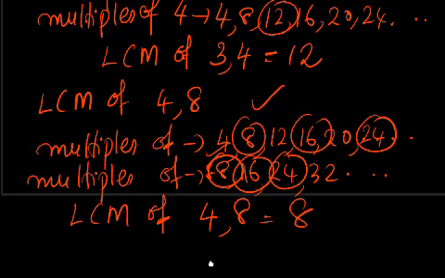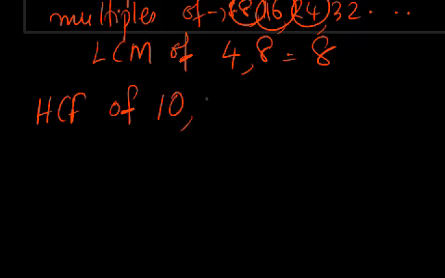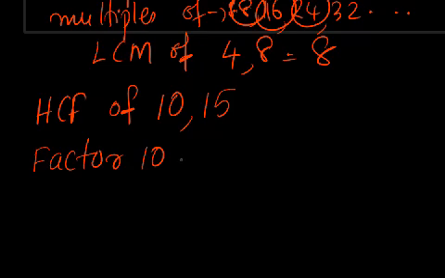Then we can check how we can find HCF. HCF means highest common factor. So we can do one question for HCF of 10 and 15. So we have to take the factors of 10. Factors of 10 means two numbers that when we multiply them, we get 10. For example, 1 into 10 is 10, so 1 and 10 are factors of 10. Similarly, 2 into 5 is 10, so 2 and 5 are factors of 10.